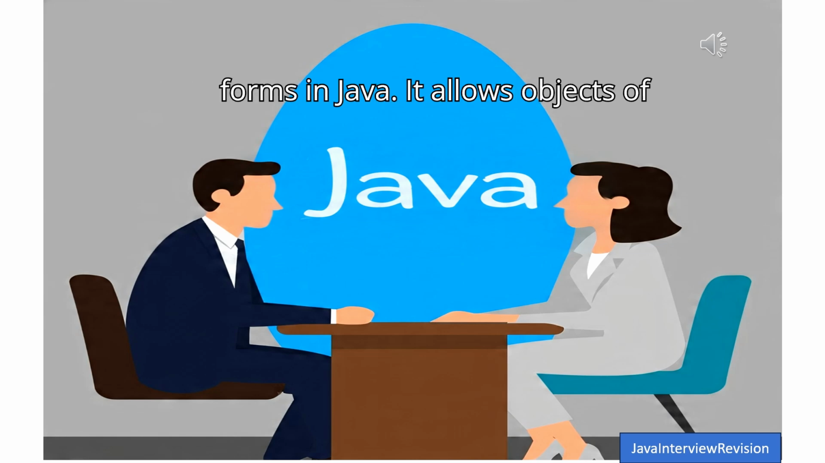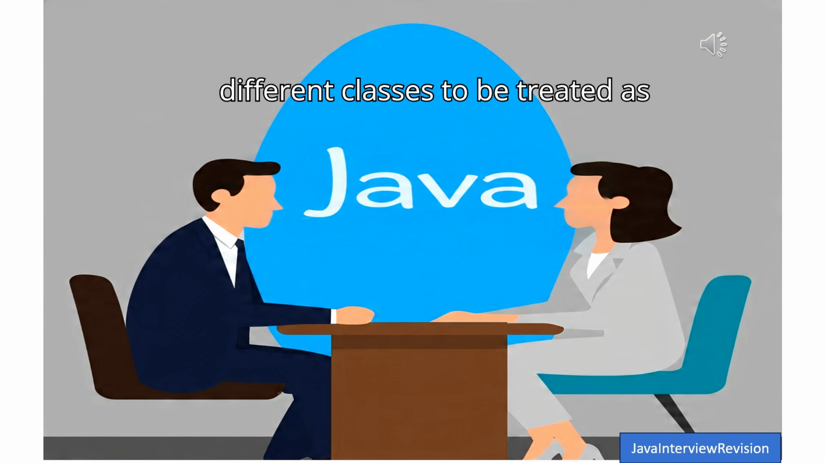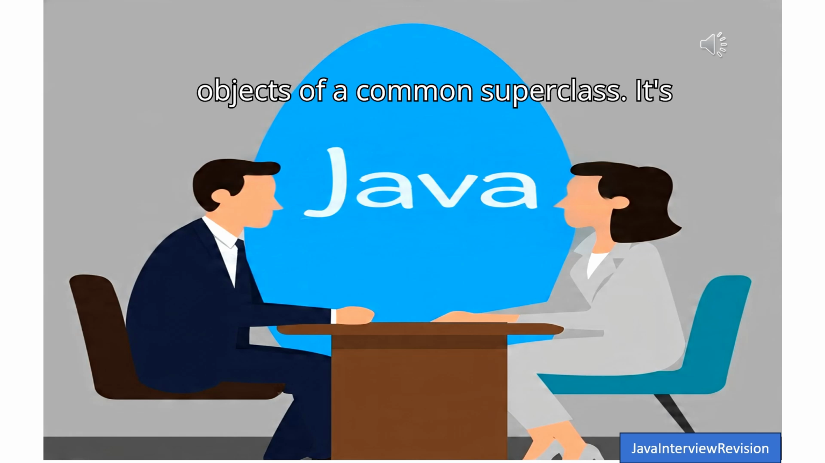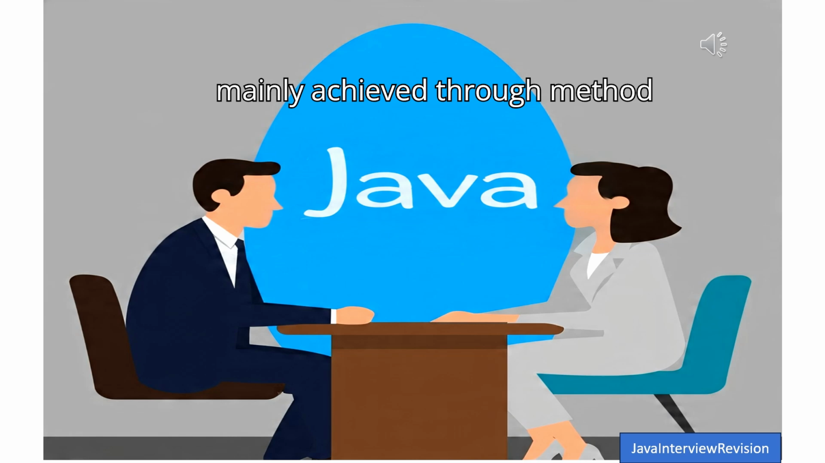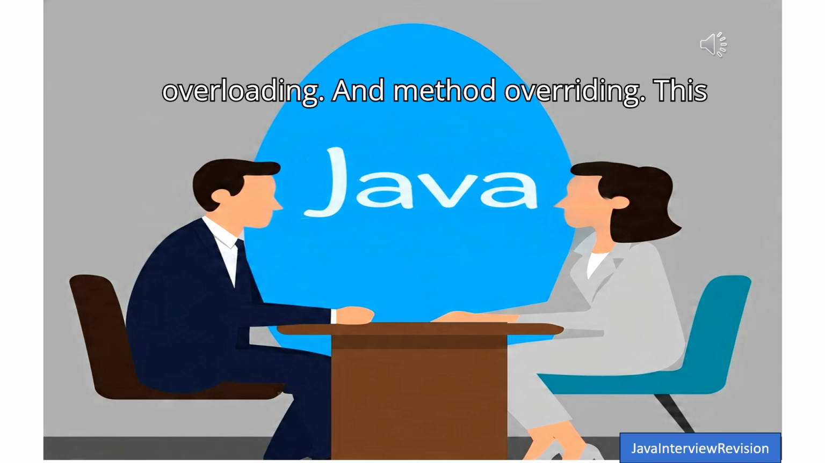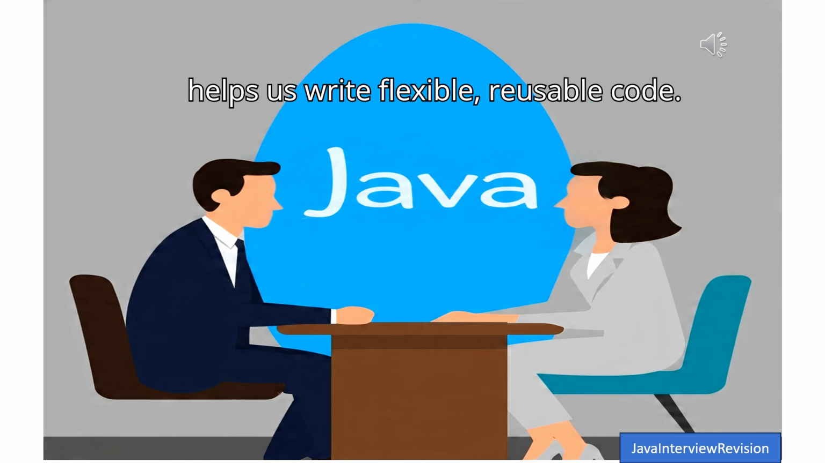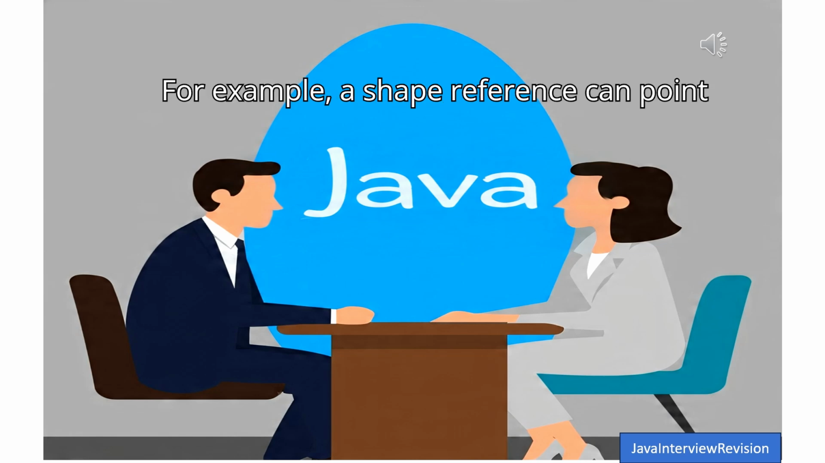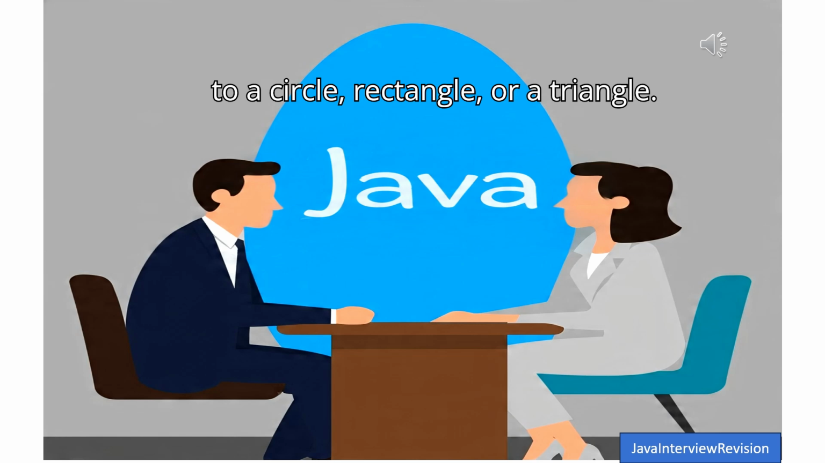In Java, it allows objects of different classes to be treated as objects of a common superclass. It's mainly achieved through method overloading and method overriding. This helps us write flexible, reusable code. For example, a shape reference can point to a circle, rectangle, or triangle.